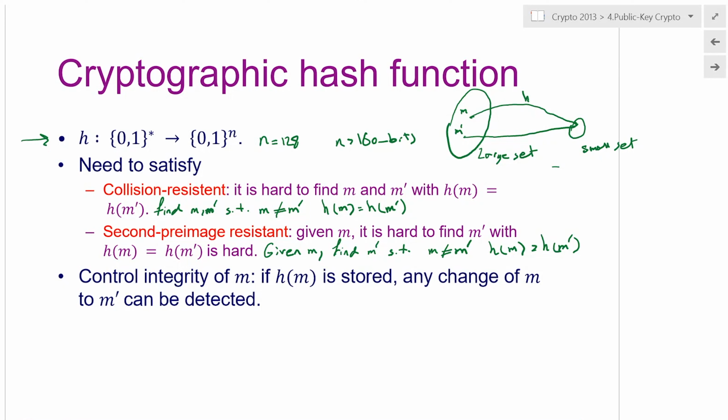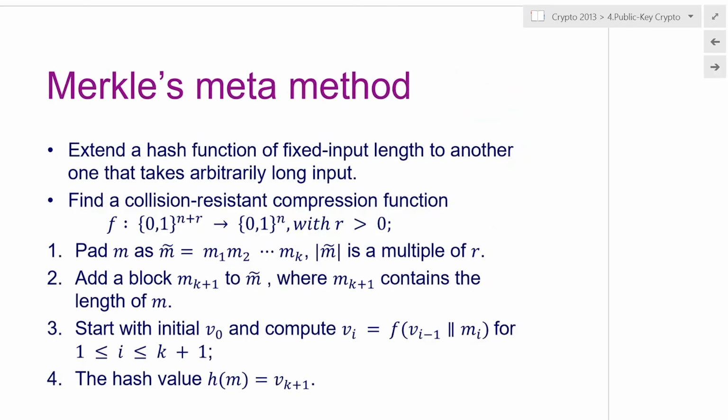So now that we are given this sort of hash function requirements and we understand why they are important, it is time to sit down together and design the very first hash function. It is called Merkle's meta method. It is a very interesting hash design algorithm.